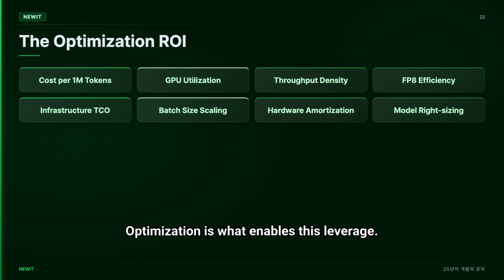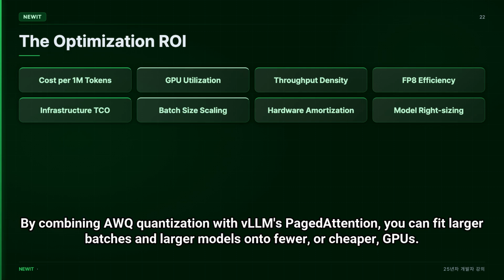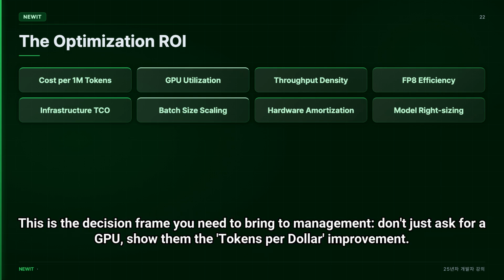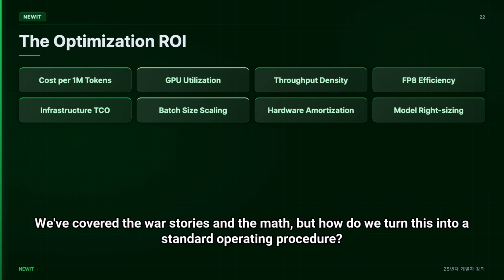Optimization is what enables this leverage. By combining AWQ quantization with vLLM's paged attention, you can fit larger batches and larger models onto fewer or cheaper GPUs. In one scenario, we moved from 4 nodes of A100s running FP16 to a single node of H100s running FP8, reducing the monthly bill by 40% while doubling the capacity. This is the decision frame you need to bring to management. Don't just ask for a GPU, show them the tokens per dollar improvement.